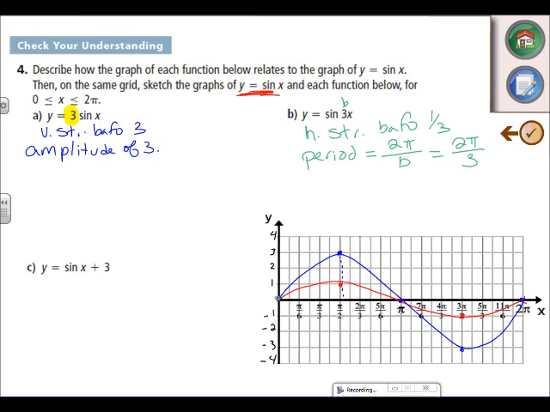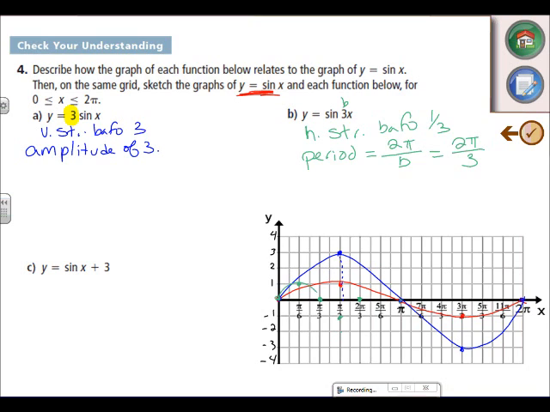So again, this is telling me multiply all the x values by 1/3. From the red graph, instead of it being at pi over 2 and 1, that's going to whip all the way to 1/3 of pi over 2, or pi over 6. Then this pi is going to be 1/3 of that, at pi over 3. This 3 pi over 2 is going to be at pi over 2. And then that 2 pi is now going to be 2 pi over 3.